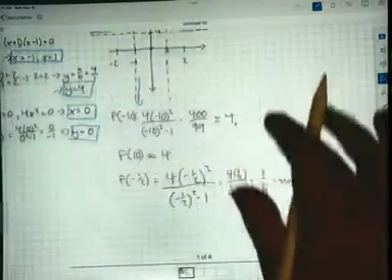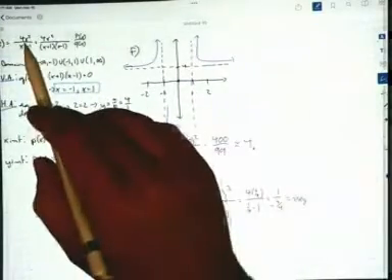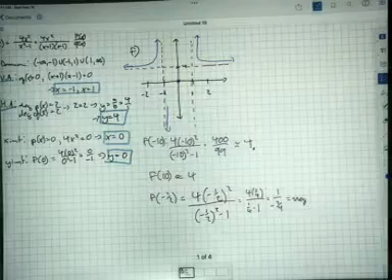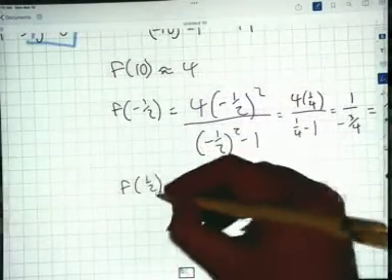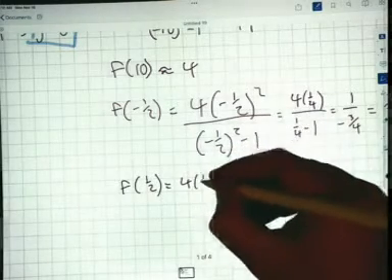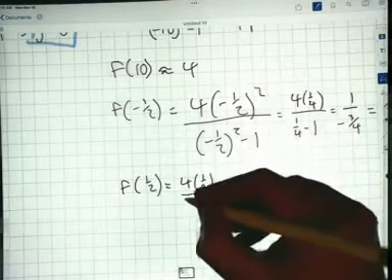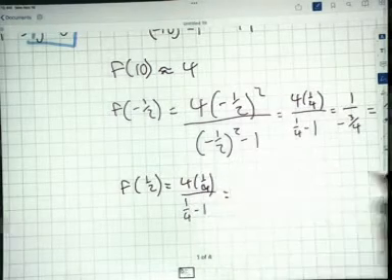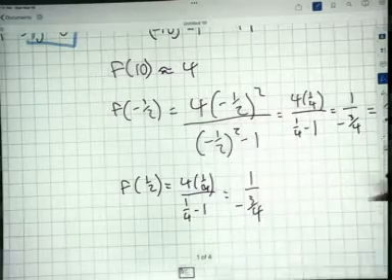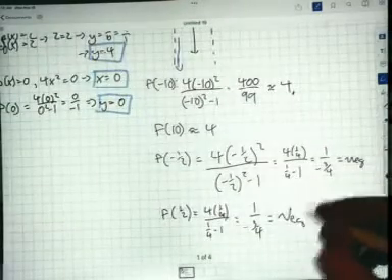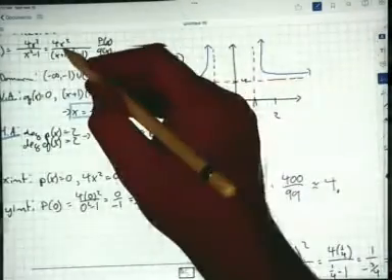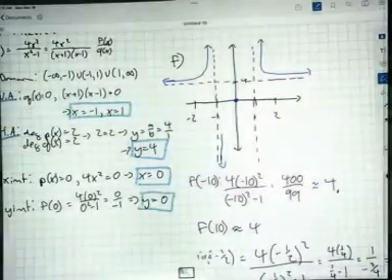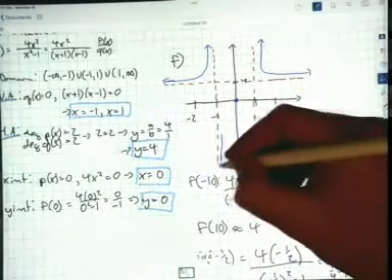And since, again, the only x's that we have are the ones that are being squared, this means also that if you do f at positive 1/2, you're still going to get 4 times a fourth over a fourth minus 1, which is still going to come out to be 1 over negative 3/4. So that's also negative. So just like I said, because this zero up here in your numerator is repeated, multiplicity of 2 means it bounces, we can do our graph like this.